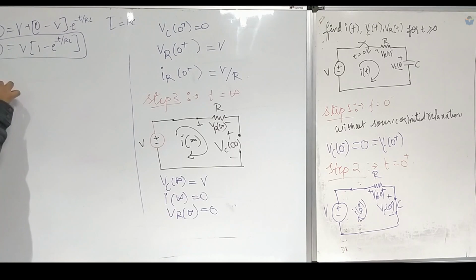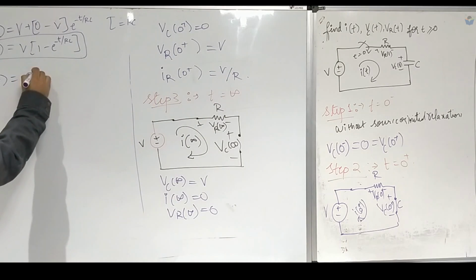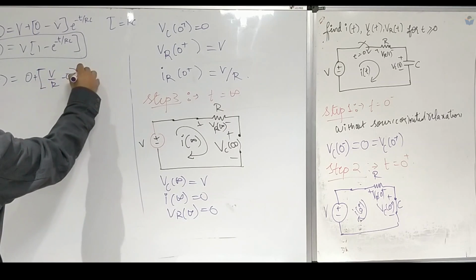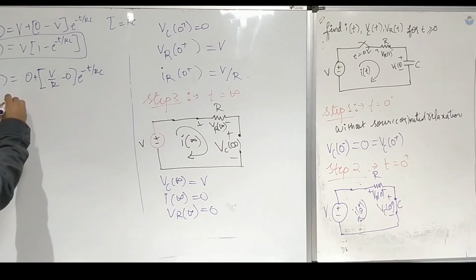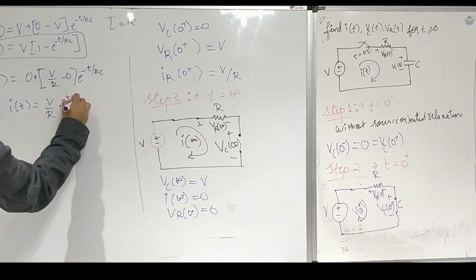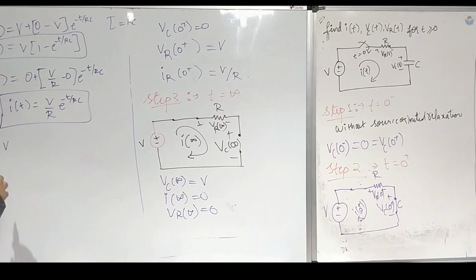Now I of t. What is the final value of I of t? 0. And what is the initial value of I of t? At 0 plus it is V by R. So initial V by R minus 0, times e to the power minus t by RC. So I of t is equal to V by R times e to the power minus t by RC. Then we have got Vc of t.